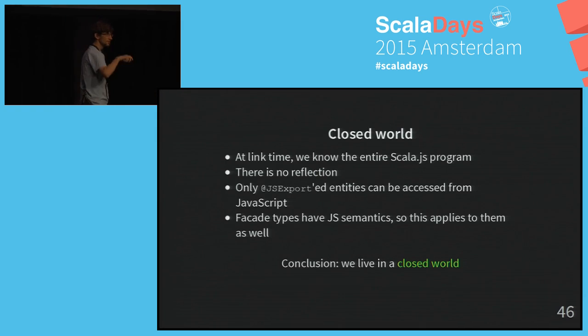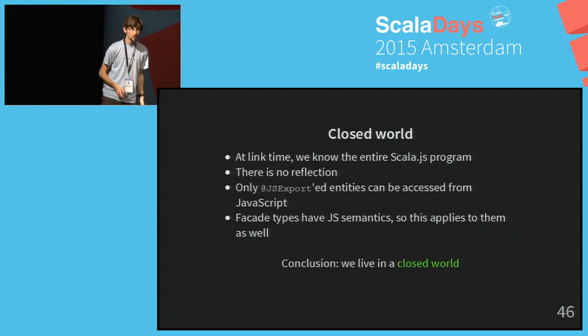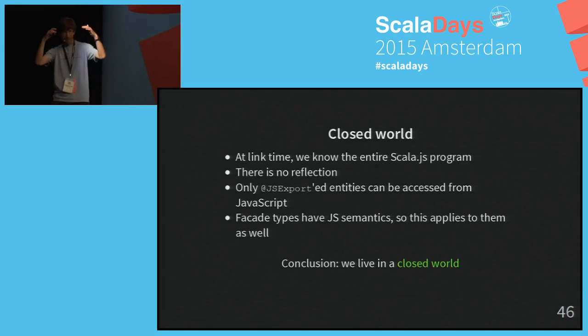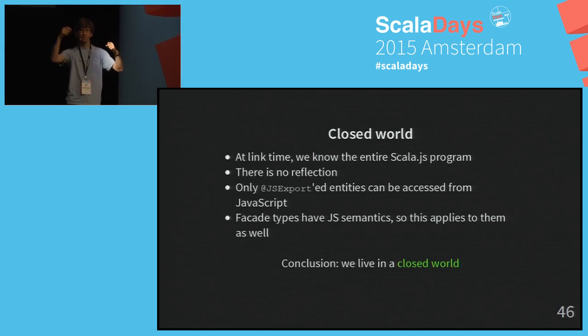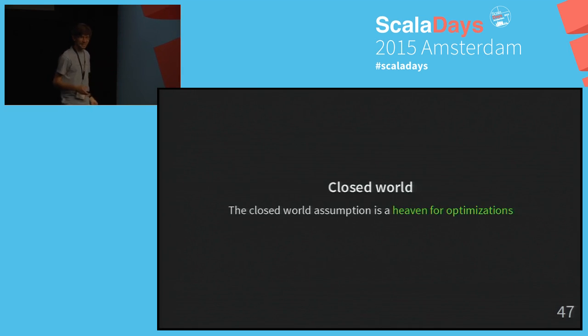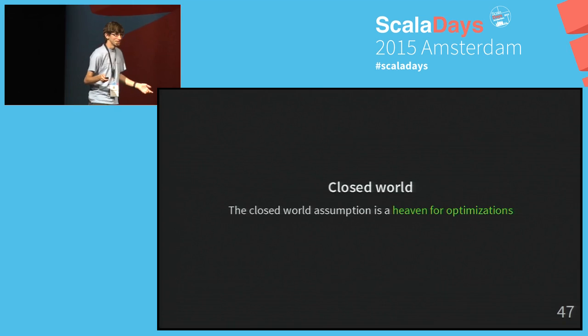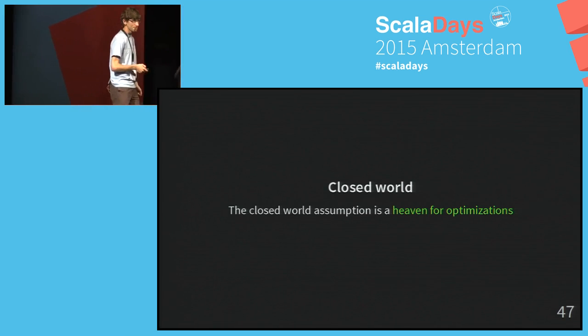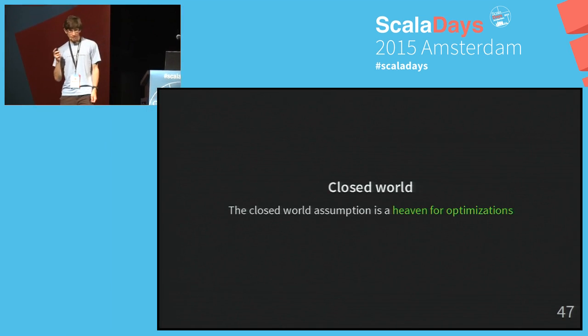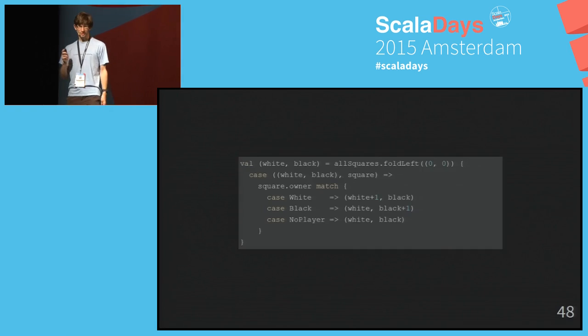Because you know all of this, you live in what we call, in the optimizer vocabulary, a closed world. This is a giant bubble in which all of your Scala.js is in the bubble, and you know that JavaScript can call in from there, maybe there, but that's all. Inside of the bubble, you can do everything. This is a heaven for optimizations. You know everything and you can do everything you want, so you can be completely crazy about your optimizations. Let's look at one or two examples.